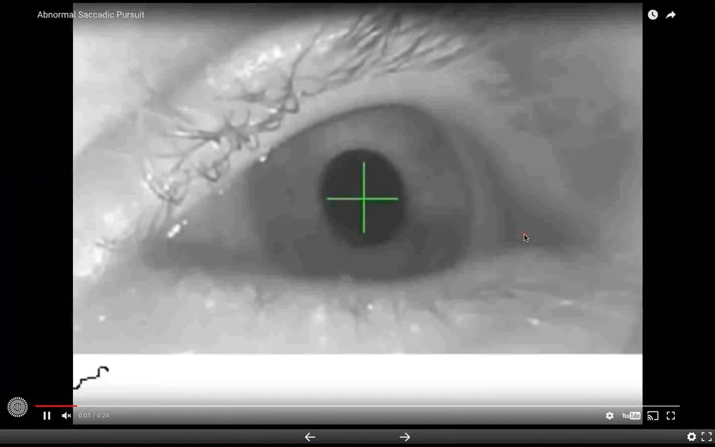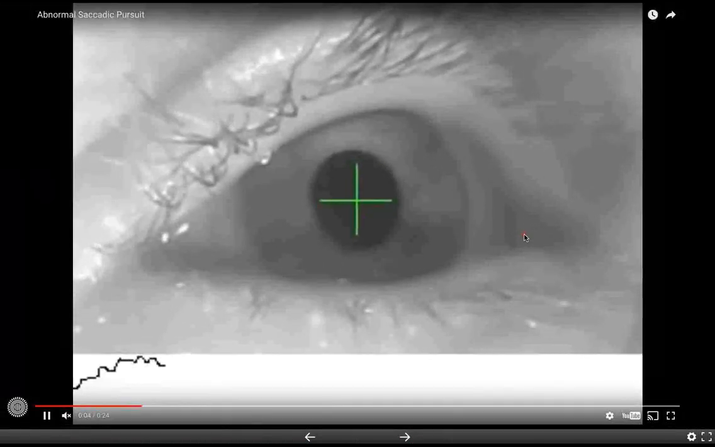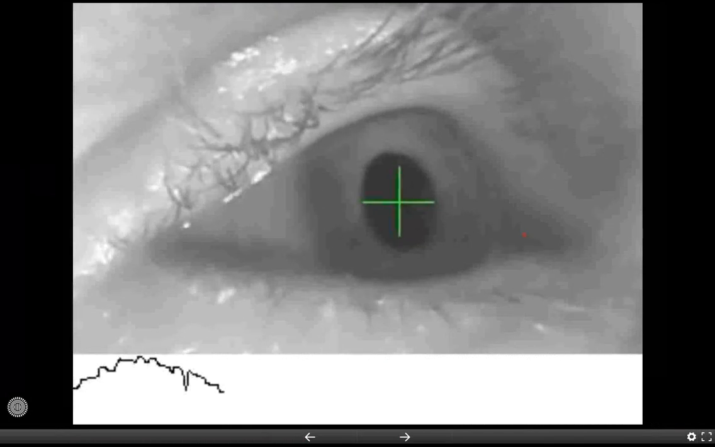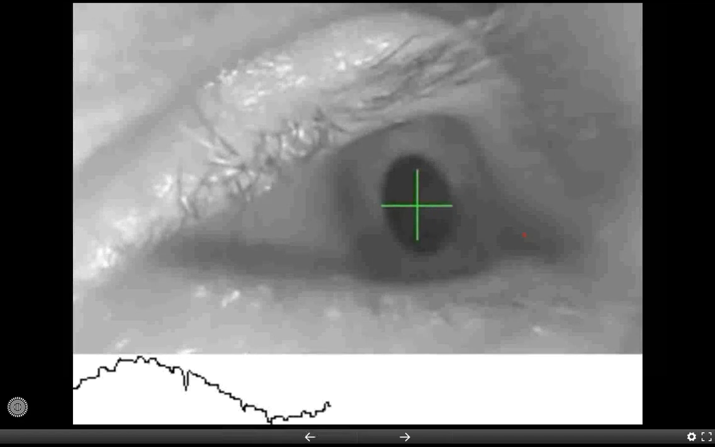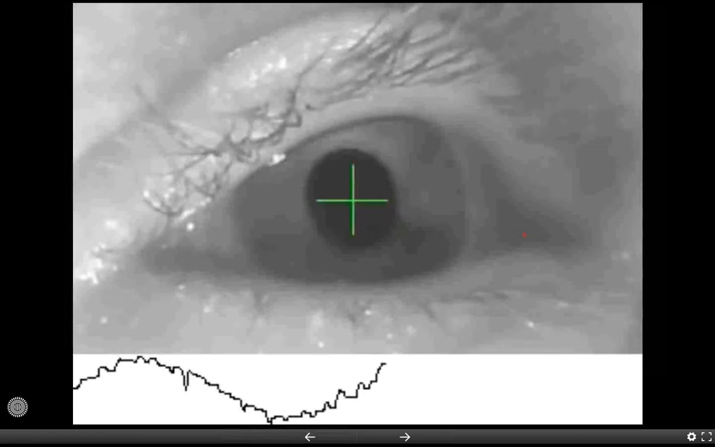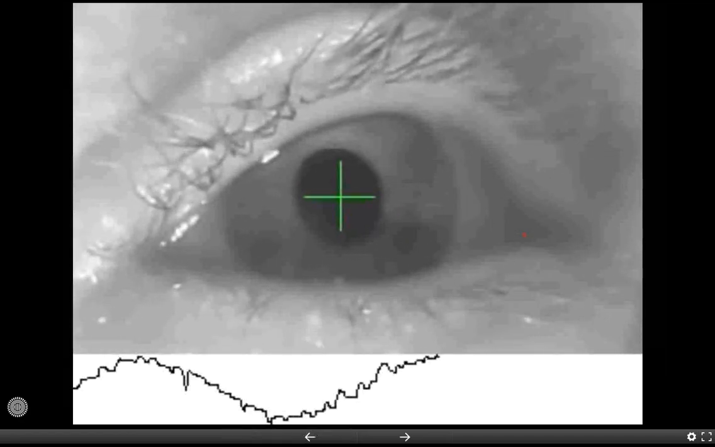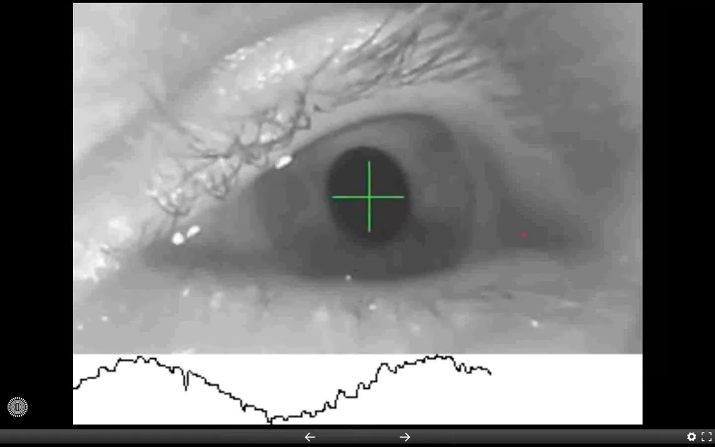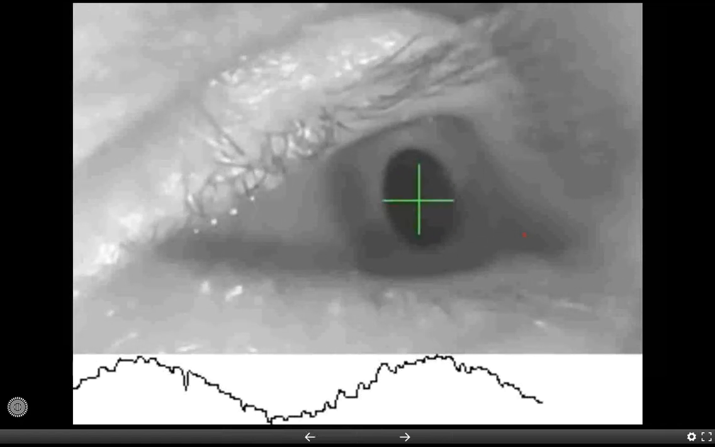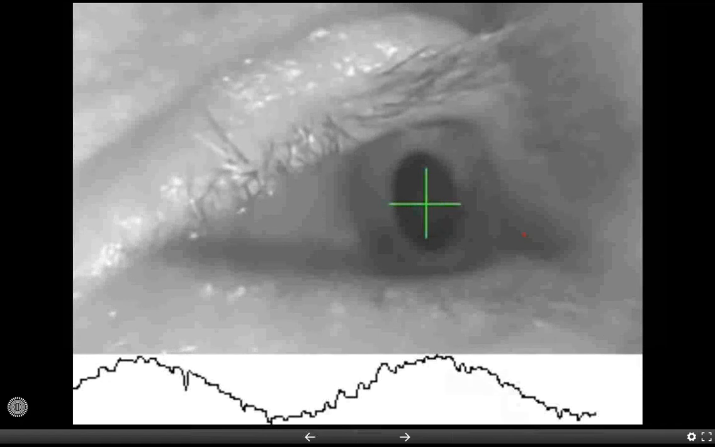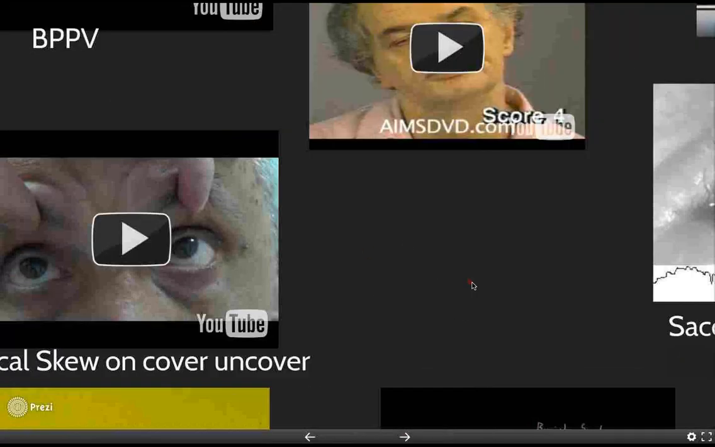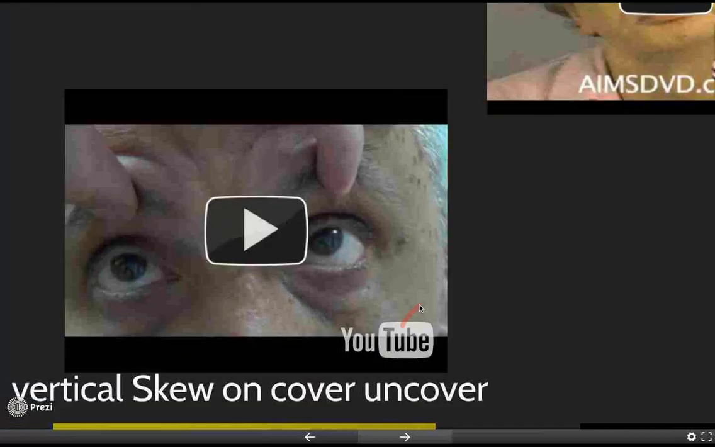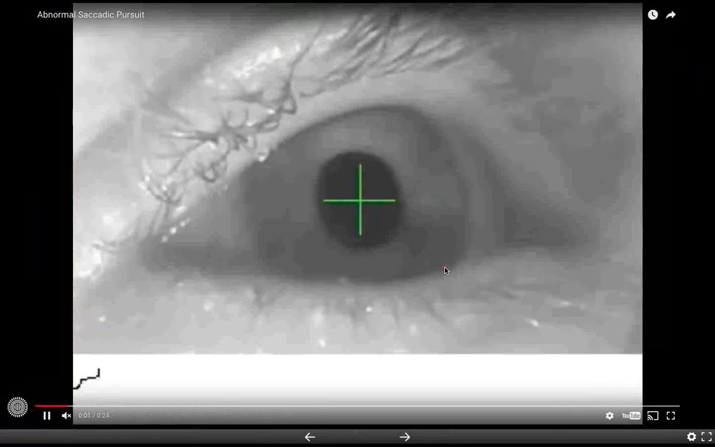Okay, here's a video electronystagmography recording showing a saccadic pursuit. This is an abnormal pursuit, and you can see on the bottom the graph is showing a sinusoidal waveform that is not clean or smooth, and that's because there are saccadic intrusions which are abnormal, and these are again findings of movement imbalance.